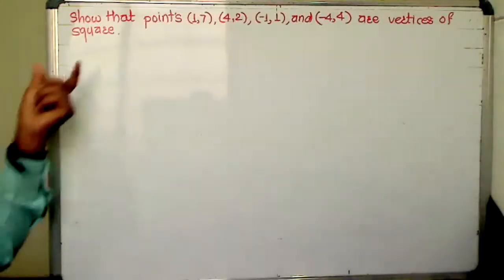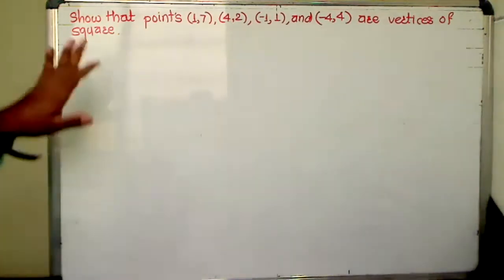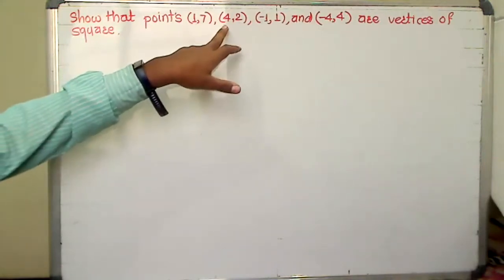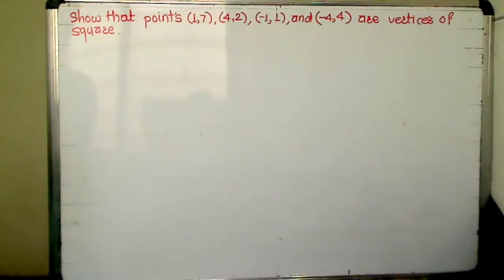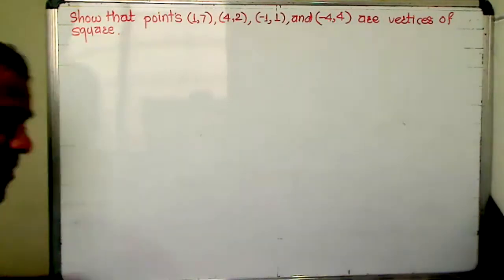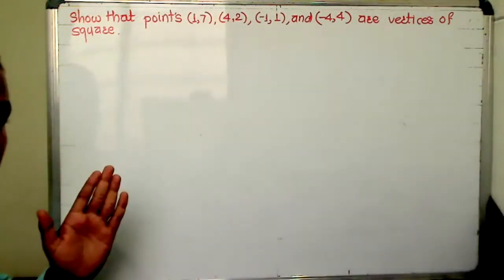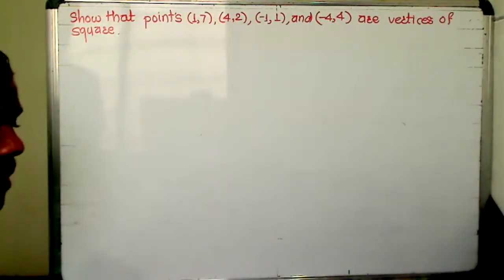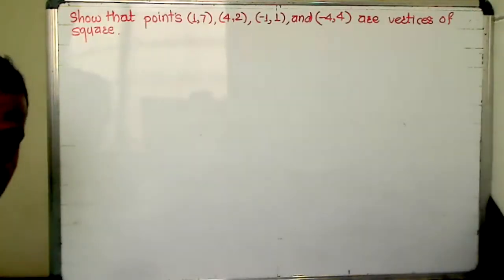Okay. Now next example is to show that these points (1, 7), (4, 2), (-1, 1), (-4, 4), these 4 points, are vertices of a square. So before solving this example, we should know the properties of a square. So first of all, which quadrilateral is said to be a square?